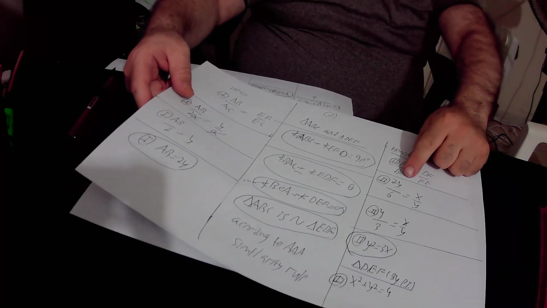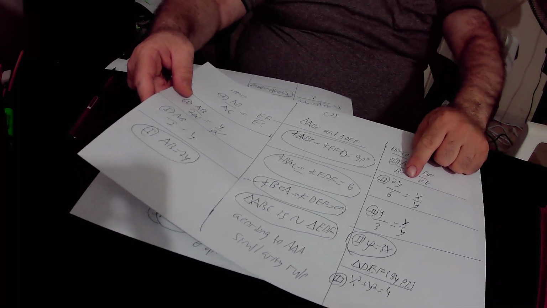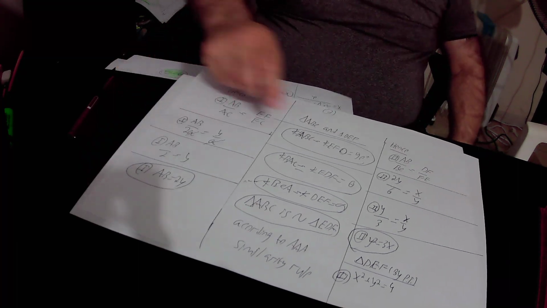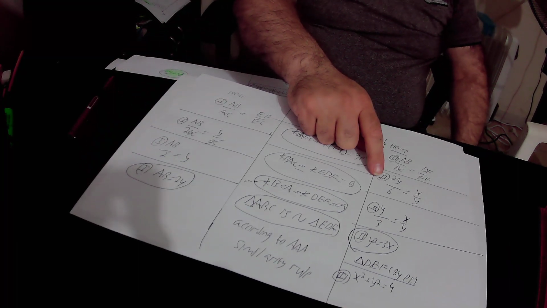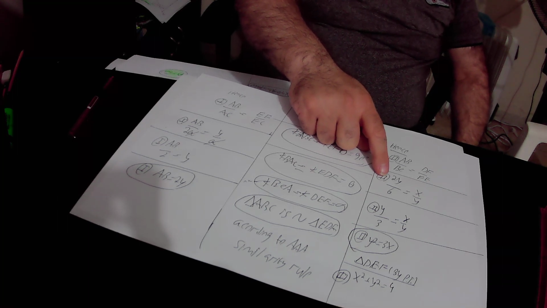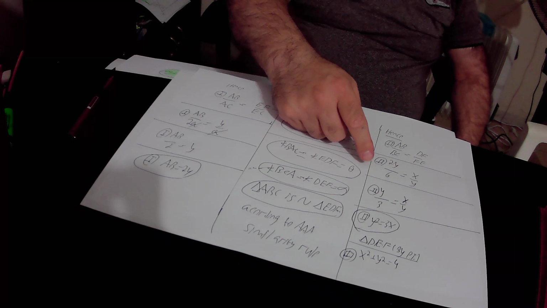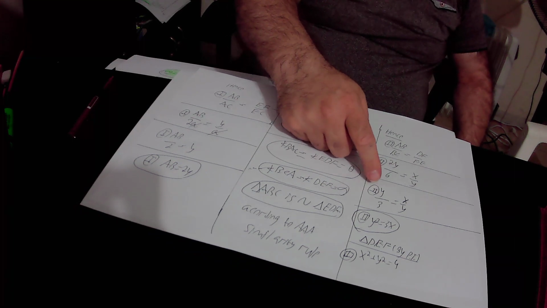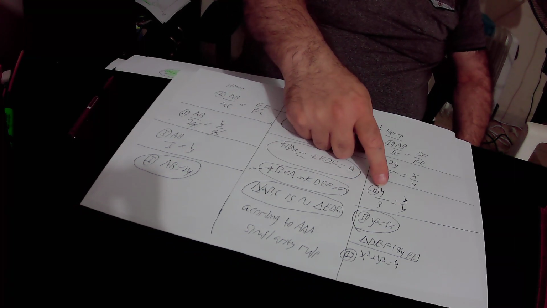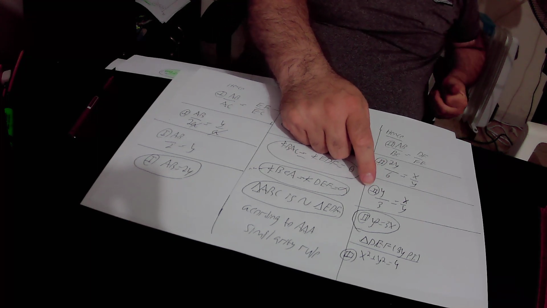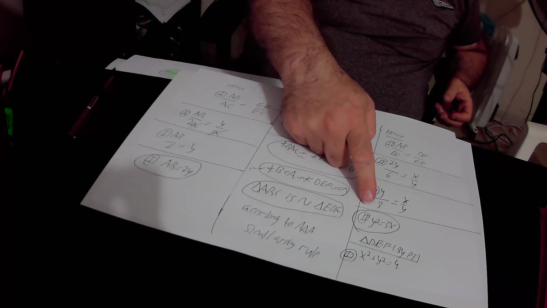So in conclusion, we found out that according to equation number 2, 2y over 6 equals x over y. Here we divided both the numerator and the denominator by 2, 2y over 2 is y, and 6 over 2 is 3. So according to equation number 2, y over 3 equals x over y. We multiplied this equation and found out that y squared equals 3x.